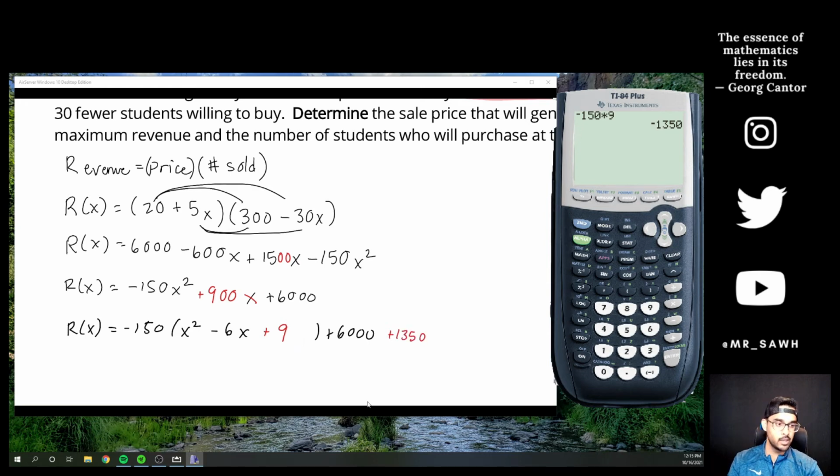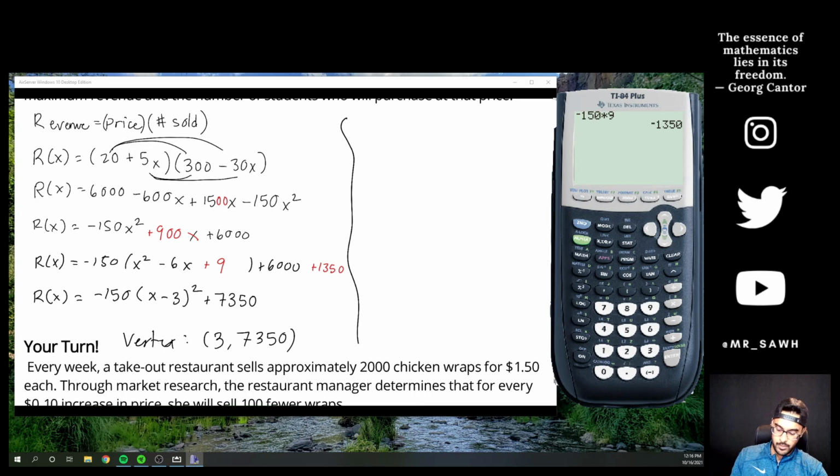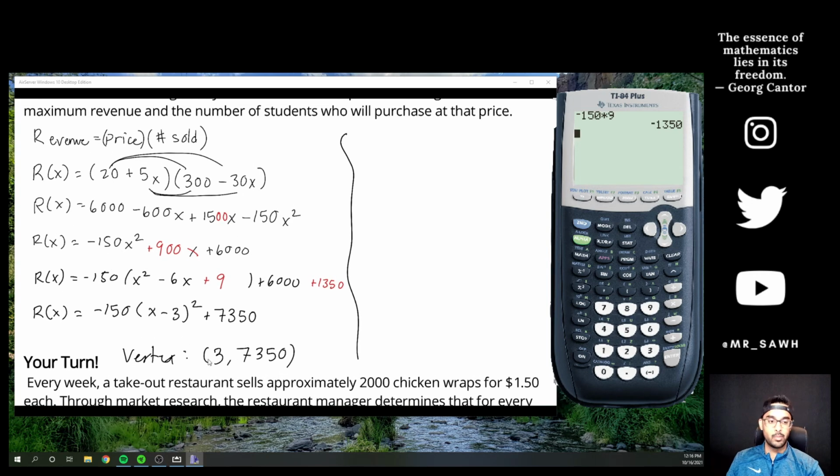So if I combine my constants outside and write this in standard form, we're going to have negative 150 times x minus 3 squared plus 7,350. Again, you have it in completed square format. Look for the vertex. So my vertex here is (3, 7,350). So I know that the number of price changes is x, right?